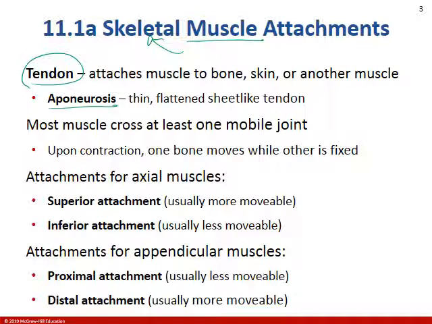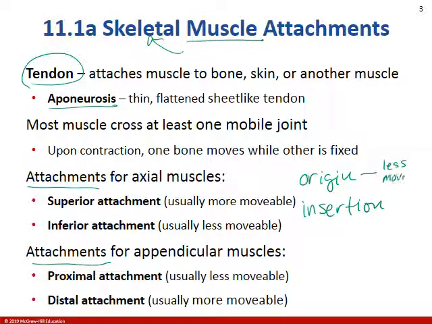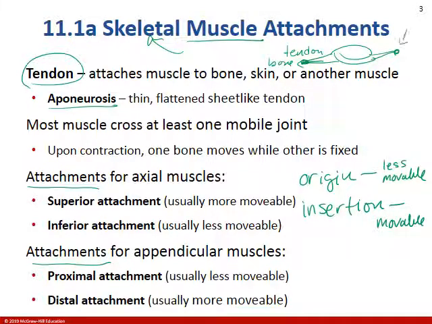So this might be a little confusing. If you've heard of attachment points, you might have heard origin, and it was also mentioned on the last slide, and insertion. I didn't want to talk about it until we got to this slide. Usually origin meant the less movable, and insertion was the movable end of attachment. So again, if you have your tendon attaching to the bone, and then you have your muscle, and then you have another tendon attaching, right? So one of these would be the origin, the less movable, and the other would be the insertion.